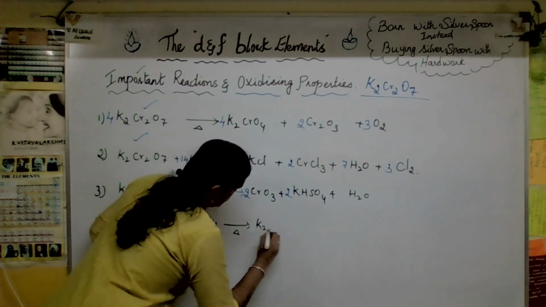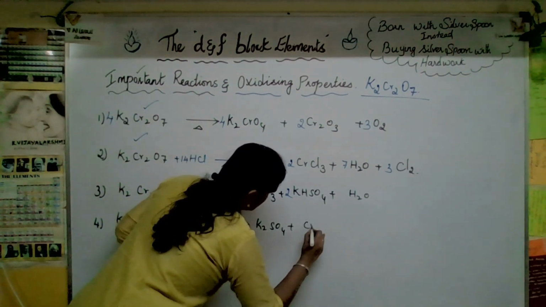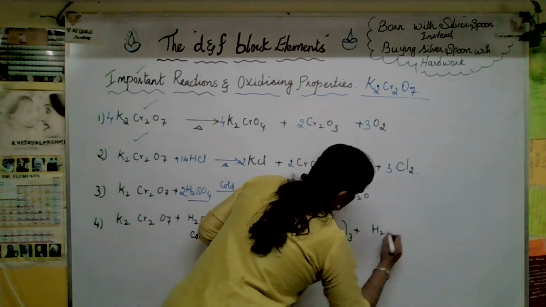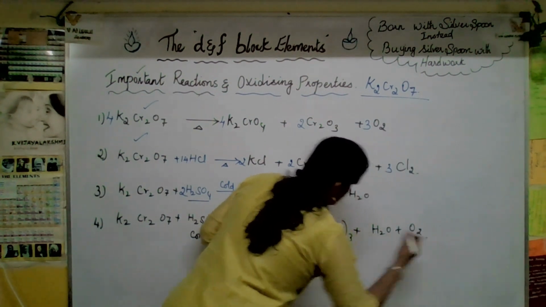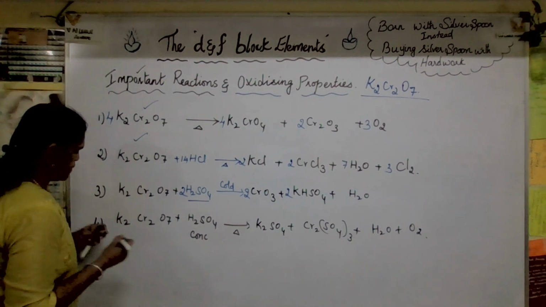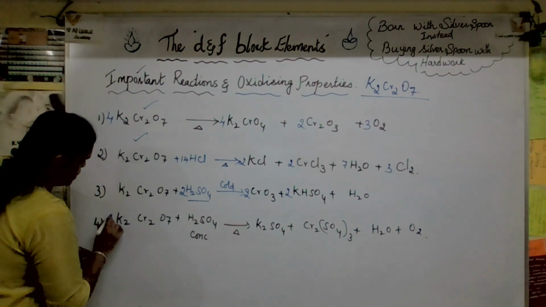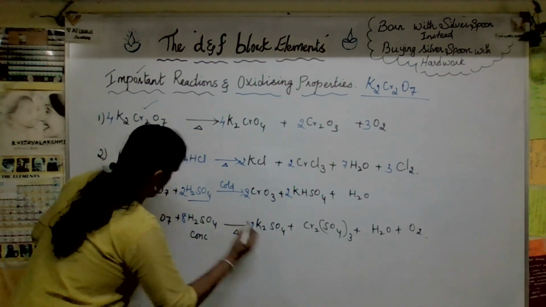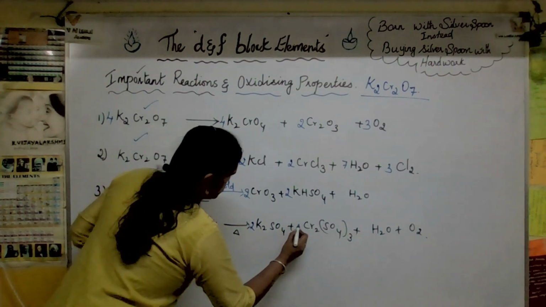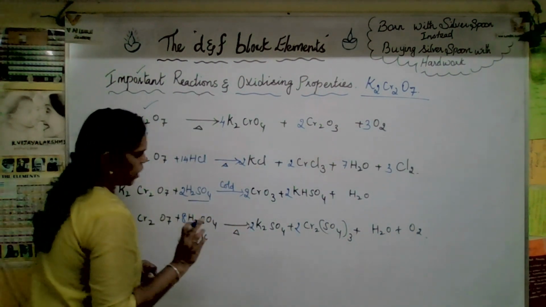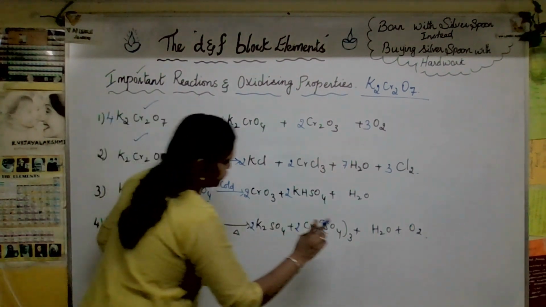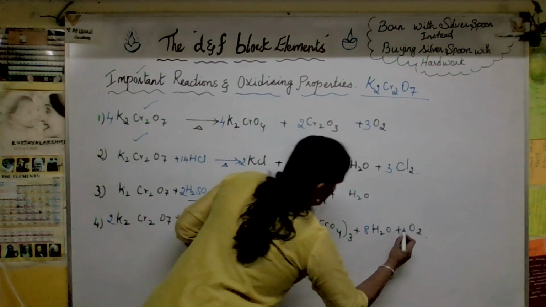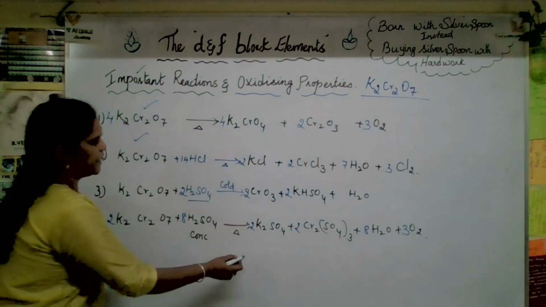K2SO4 plus Cr2(SO4)3 plus H2O plus O2, right? Okay, now balancing the equation, here 2 and here 8, right? So here also 2 K2, right? And here also 2. Now here 8 H2SO4. So here 8 hydrogen balancing and 3 O2. Hope you're clear with all this.